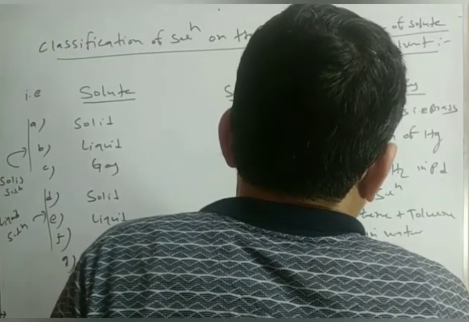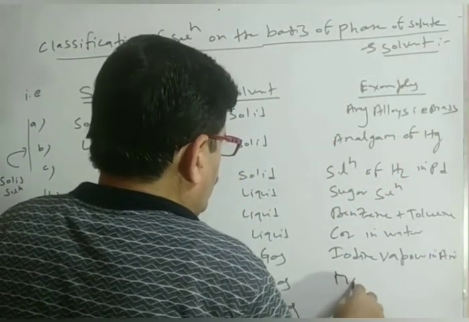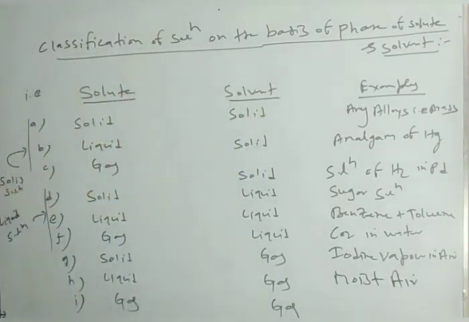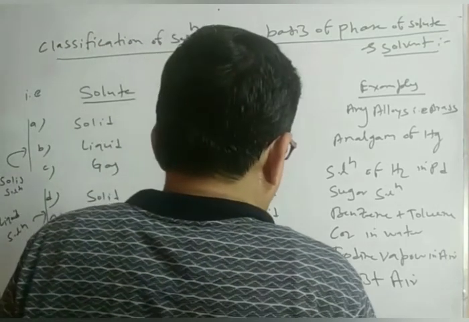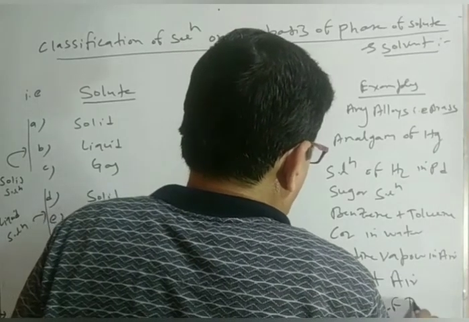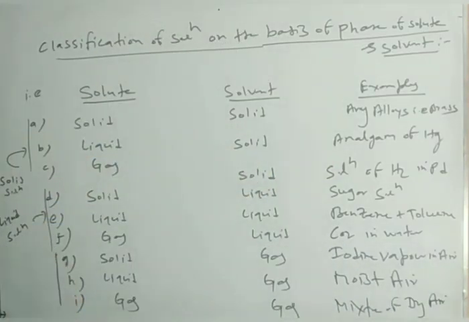Iodine vapor in air. Here we can write moist air, means gas containing some water vapor. Gas plus gas, mixture of dry air. This type of solution is known as what? Gaseous solutions.